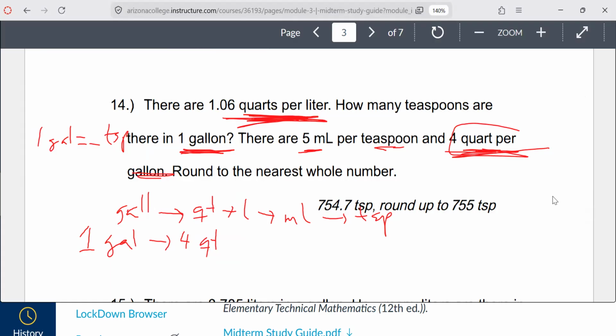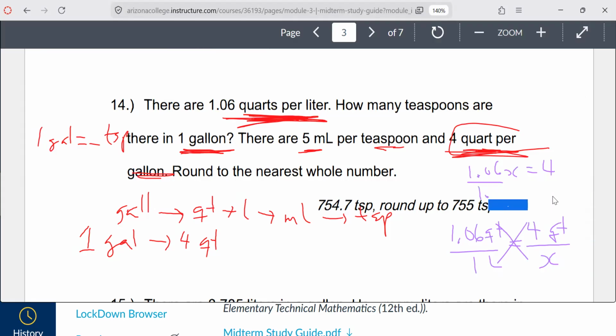To do that, if you're using ratio and proportion, you could set it up. Quarts to liters. I have 1.06 quarts per 1 L. This equals 4 quarts, quarts on top, and then X liters. I cross multiply. Now, when I cross multiply, I have 1.06 times X. I write it down, 1.06 X equals 1 times 4, which is 4.